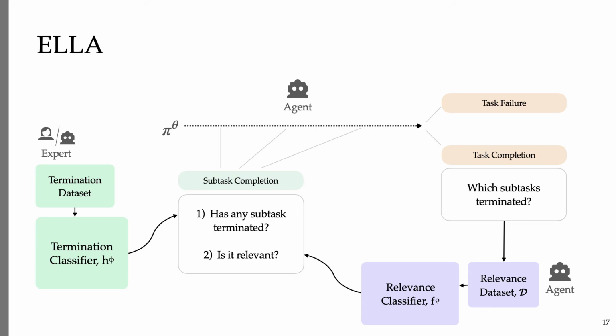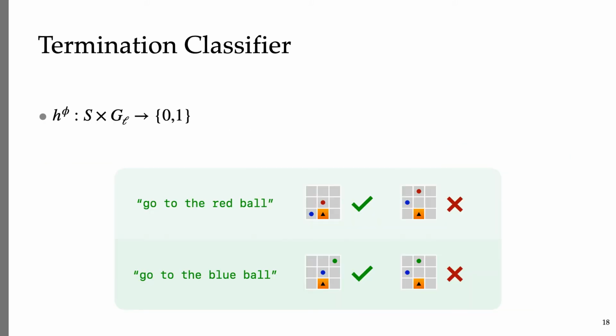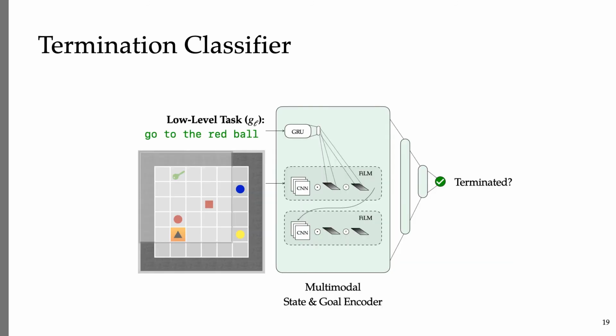So first, the termination classifier. The low-level termination classifier predicts whether a particular low-level instruction has terminated at a given time step. We assume access to a set of positive and negative examples of termination states provided by a human annotator or collected automatically. The architecture that we use relies on both visual state information and the low-level instruction, and uses a FiLM layer to fuse the inputs.